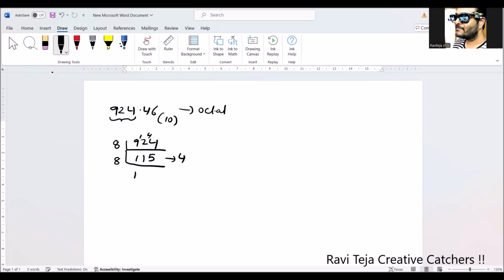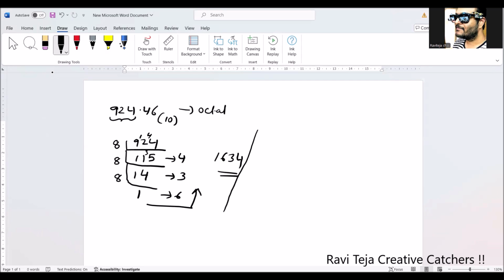Next, 8 ones are 8, 8 4s are 32, 3 is what is left. 8 ones are 8, 9, 10, 11, 12, 13, 14, 6 is what is left. So what is the answer? 1, 6, 3, 4. Okay. This is the value what we got for doing the LCM.